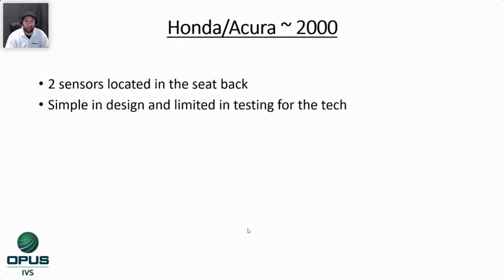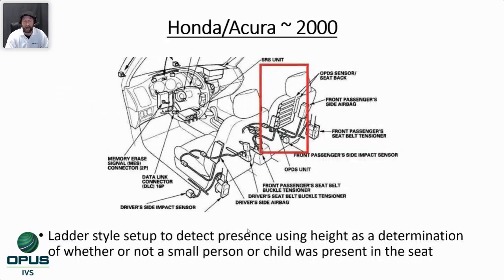So let's go all the way back to 2000, around the time that this first got started. On the Honda, let's pick, in this case, this is probably going to be a Civic, most likely, because that's where we saw a lot of them. They had two sensors that were located in the seat back. They were simple in the design, but they were very, very limited for testing. So what we had was a ladder style setup that was there to protect the occupant.